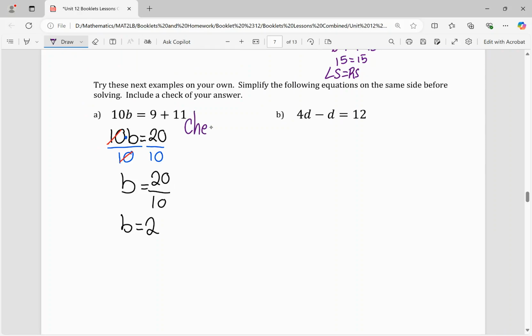So let's check our work here. Again, our original statement, 10b is equal to 9 plus 11. And we're going to substitute in 2 for b. Now 10 times 2 on our left-hand side, 10 times 2 is 20. And on our right-hand side, 9 plus 11, also 20. So good. 20 equals 20. Left-hand side equals the right-hand side.